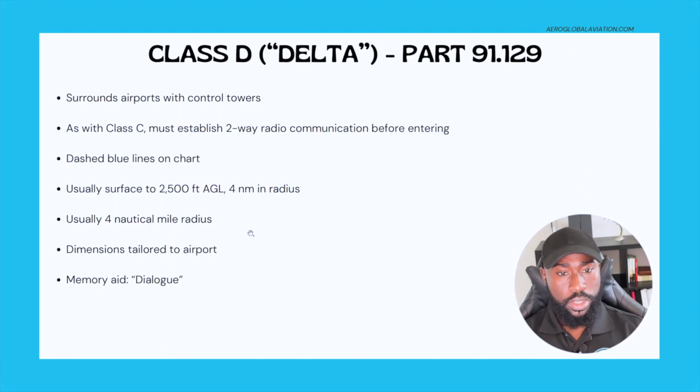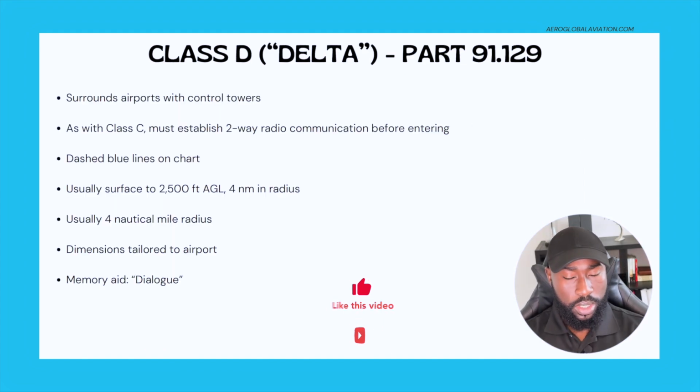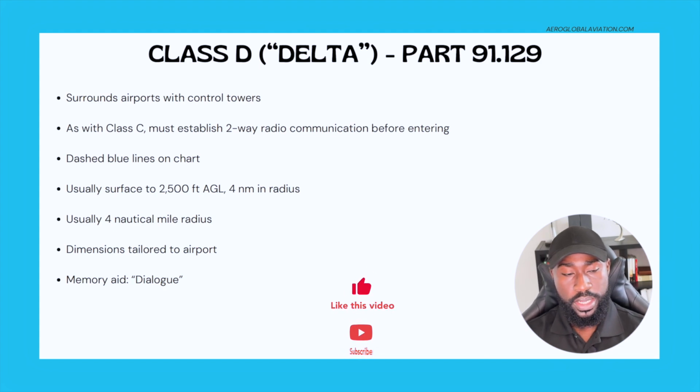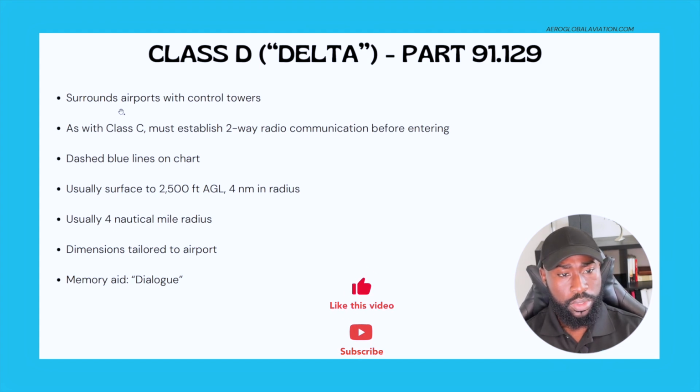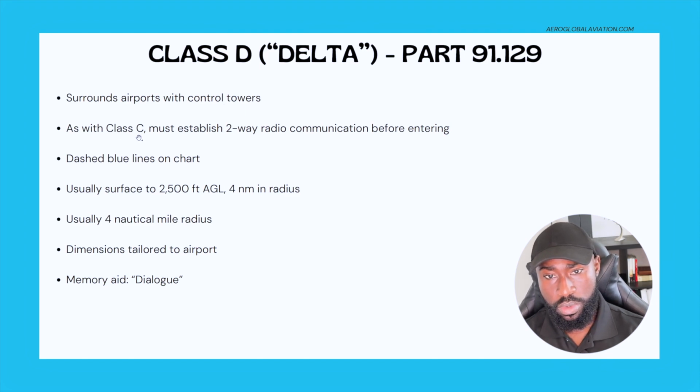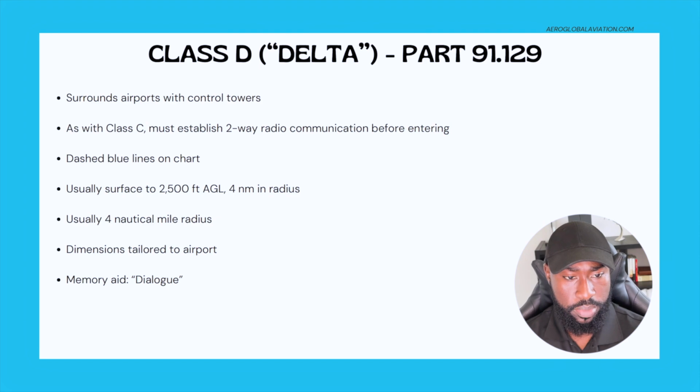And then we'll move on and talk about Class Delta airspace. Class Delta airspace is covered in part 91.129. It usually surrounds the airport's control towers. And just like Class C, you must establish two-way radio communications. This is one of the requirements for entering a Class Delta airspace. I already explained what establishing two-way radio communication is.